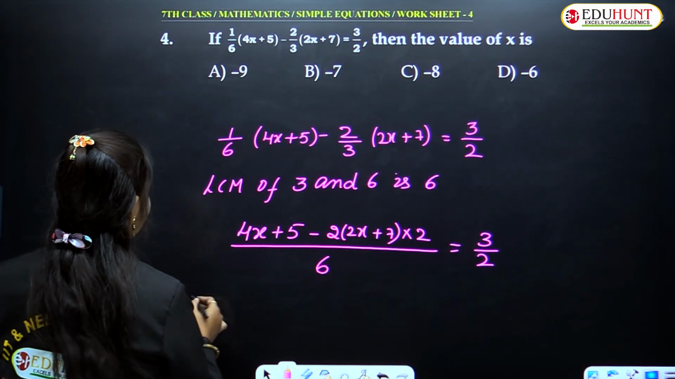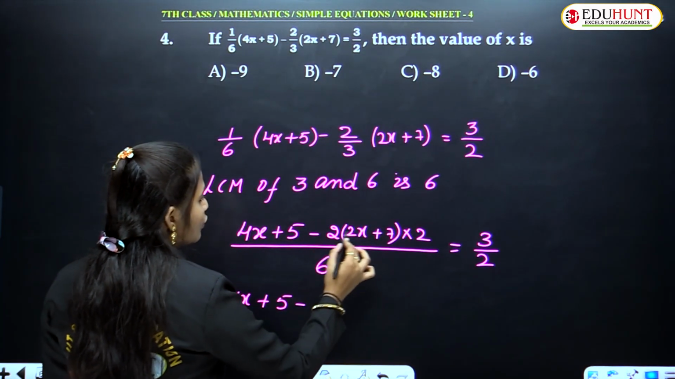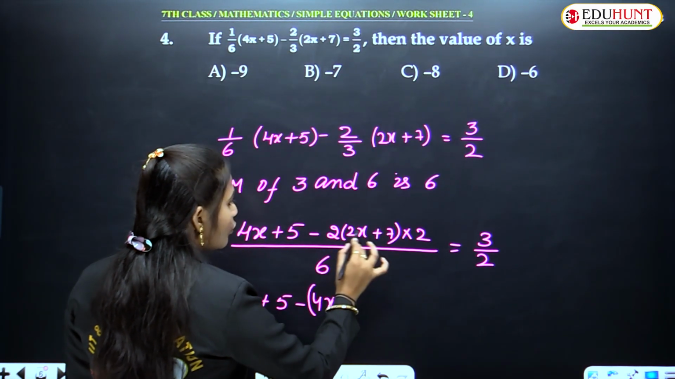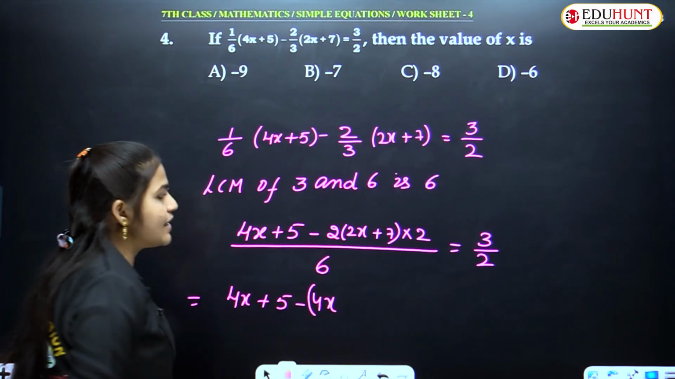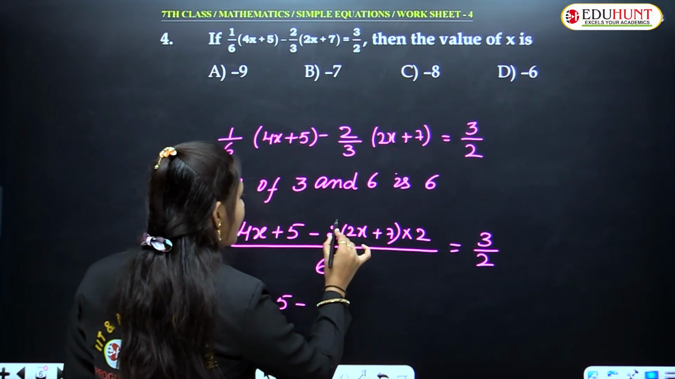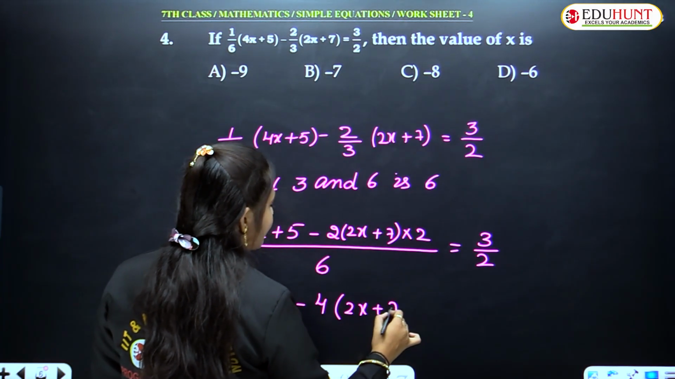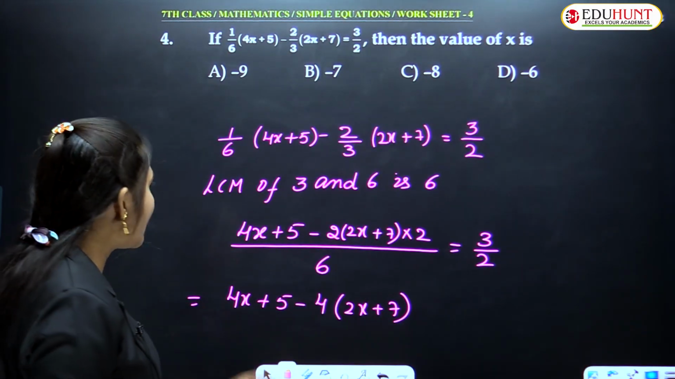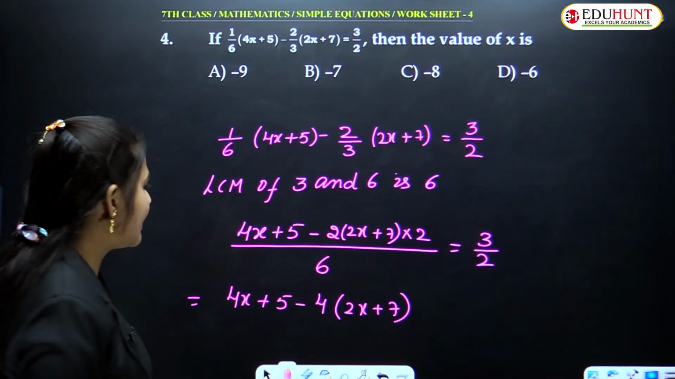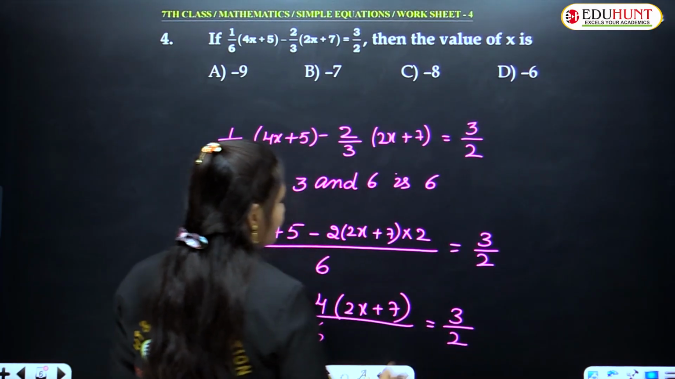Now simplify this. 4x plus 5 minus 2 twos are 4, and here just take the product. Why? Because another one is there. Or else if you want to take the product, directly you can write this one as 2 into 2 as 4, so 4 into (2x plus 7). Shall we write like this? Yes, of course. Because here 2 is there and here also 2 is there, so directly take the product of 2 and 2, whole by 6, which is equal to 3 by 2.